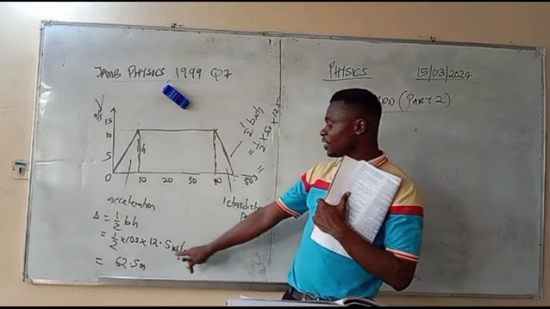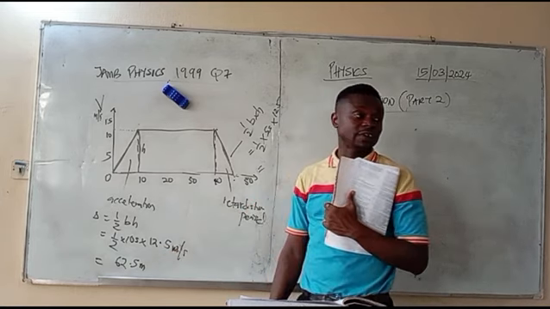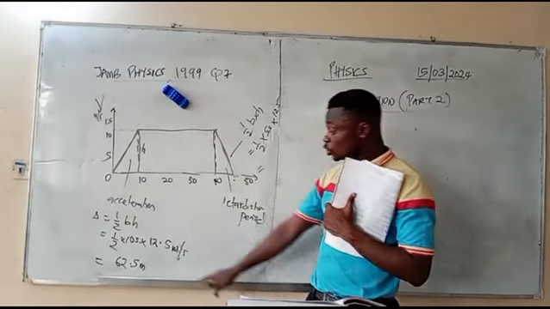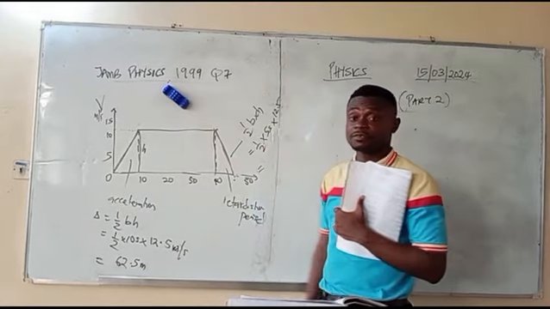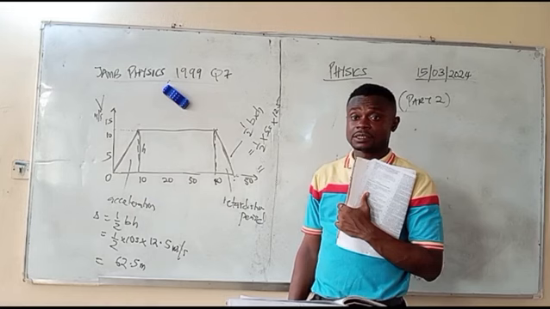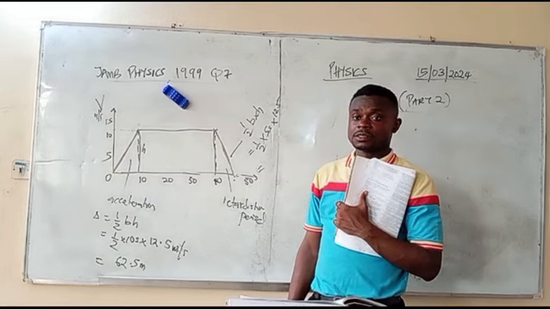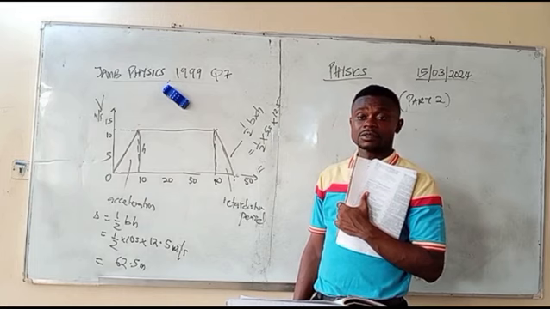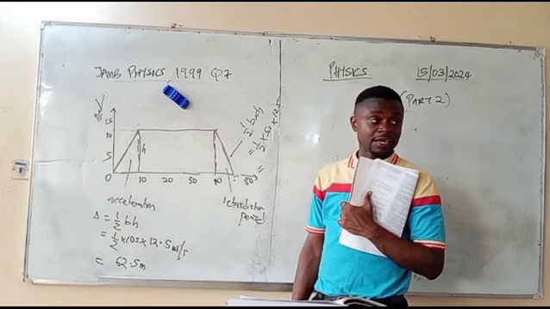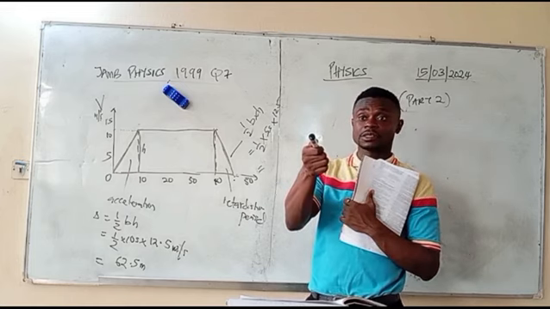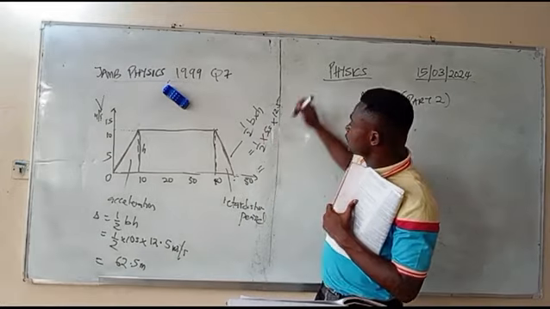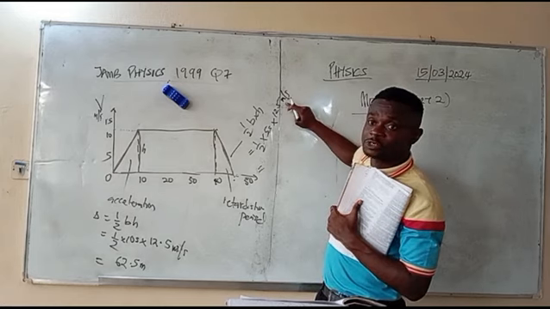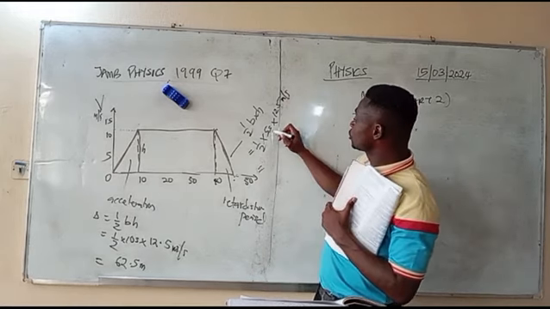5 seconds times 12 meters per second is what? 60, because once you cancel the seconds. That's it. What's the answer? This should give us 93.75 meters.